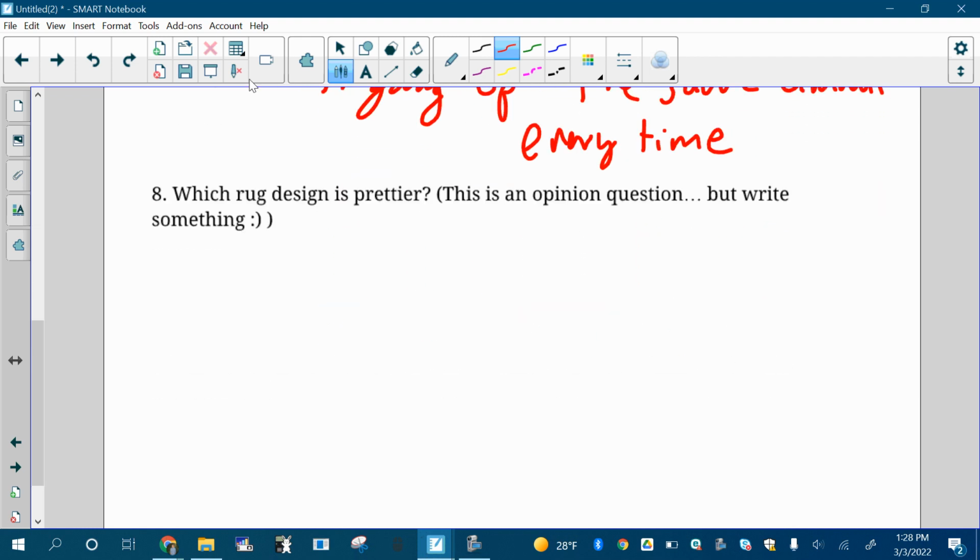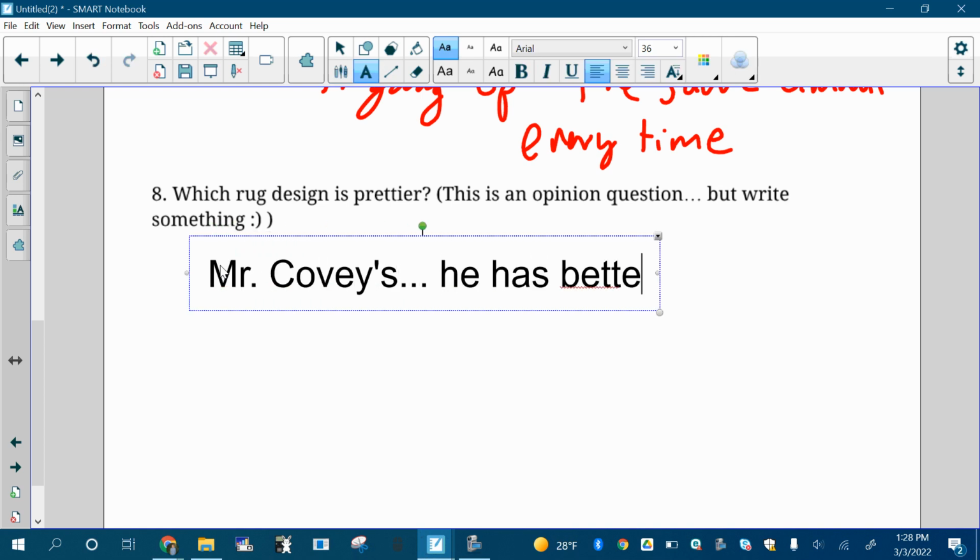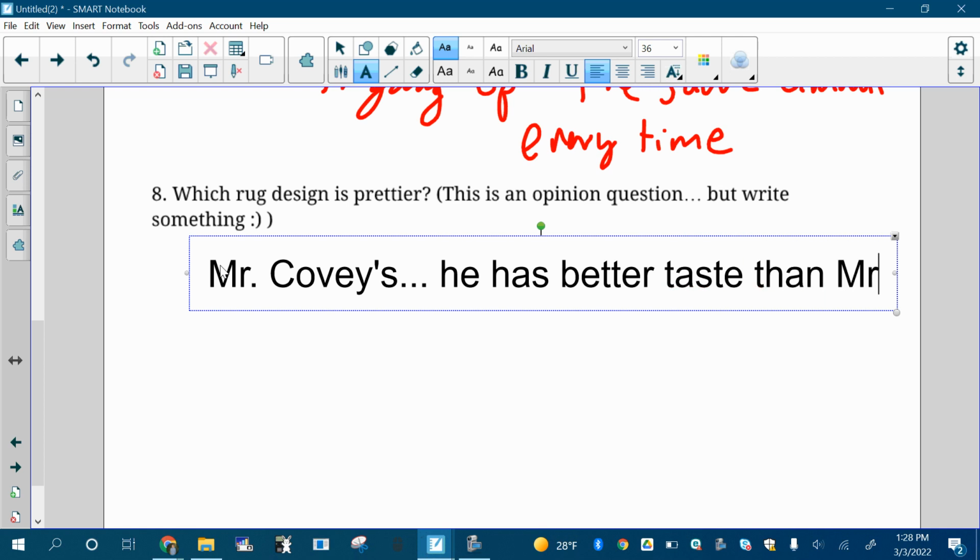Last question, which rug design is prettier? Mr. Covey's. Why? He has better taste than Mrs. Lemke. That's just a fact. Make sure you had something down like that.